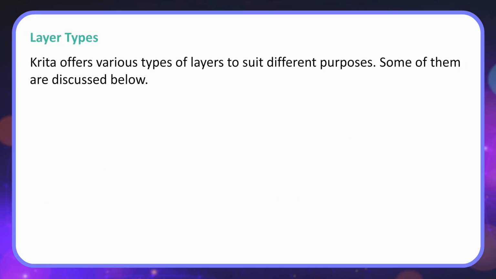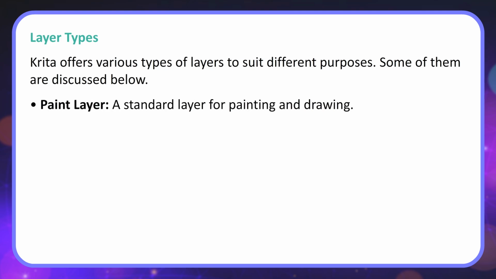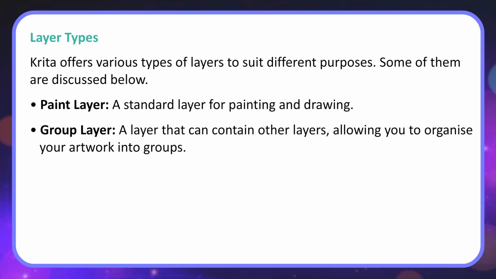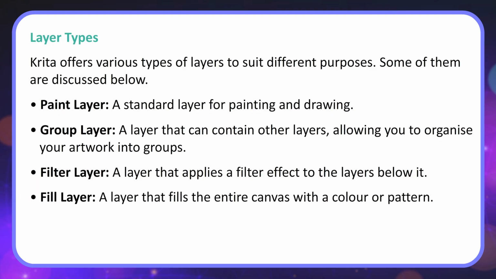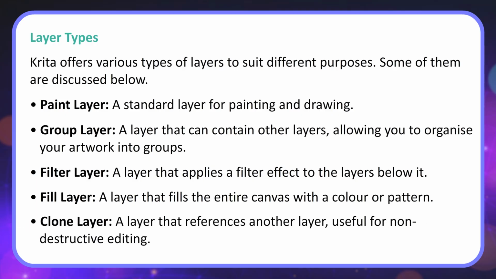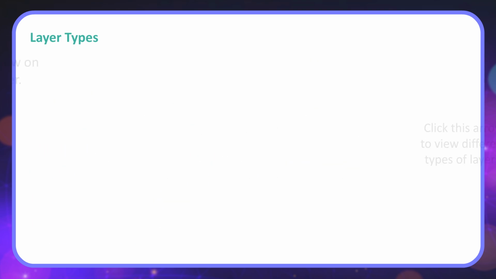Layer types. Krita offers various types of layers to suit different purposes. Some of them are discussed below. Paint layer, a standard layer for painting and drawing. Group layer, a layer that can contain other layers, allowing you to organize your artwork into groups. Filter layer, a layer that applies a filter effect to the layers below it. Fill layer, a layer that fills the entire canvas with a color or pattern. Clone layer, a layer that references another layer, useful for non-destructive editing.